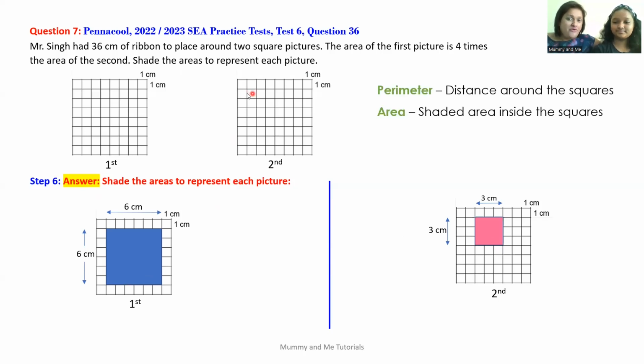Just recall, what is perimeter again? Perimeter is equal to the distance around squares. And what's area? Area is equal to the shaded area inside of the squares, and don't forget to make sure we shade our area inside these squares, because the question specifically asked us to shade. Did we answer the question?